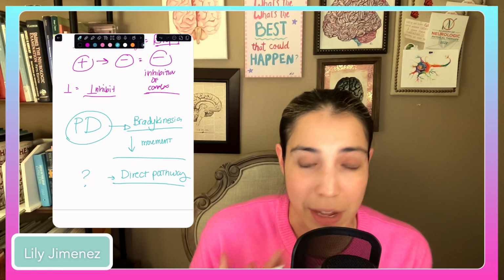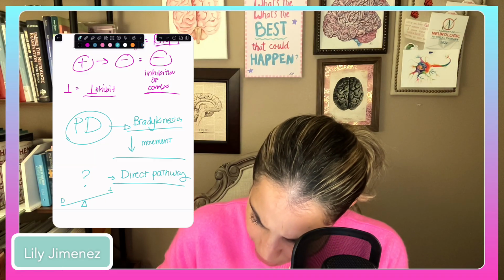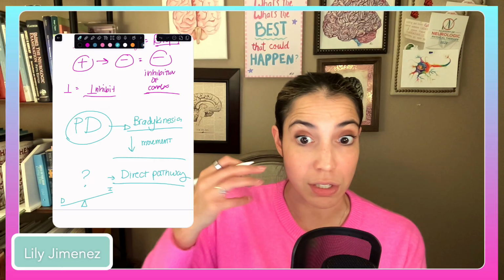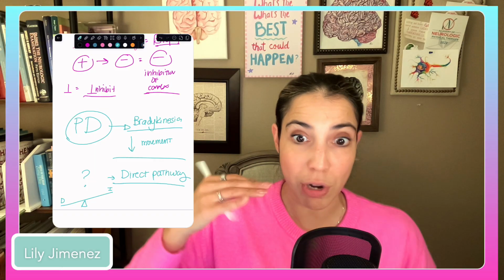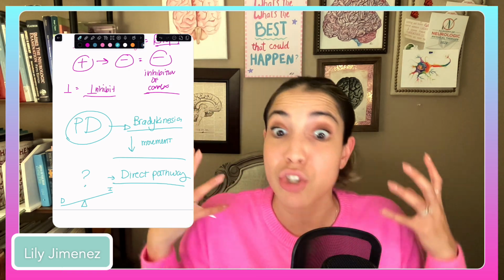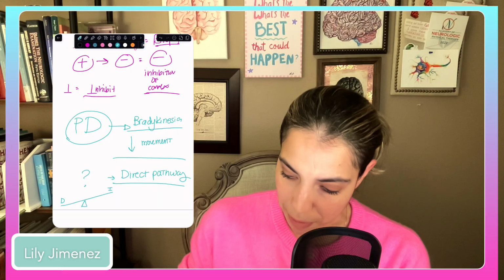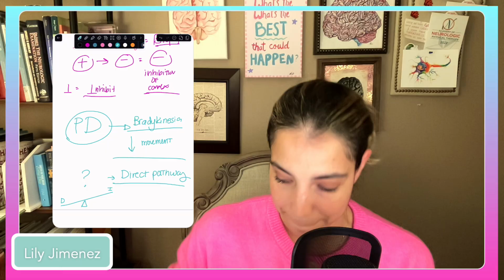My direct pathway. If we put it on a seesaw, the direct pathway is not working properly, and perhaps the indirect pathway is too much. Maybe that's why we see the tremors, because the indirect pathway has created that imbalance. Okay? Because the direct pathway is not working properly. So with PD, the main pathway that is affected is the direct pathway.